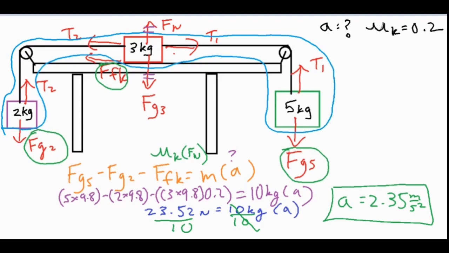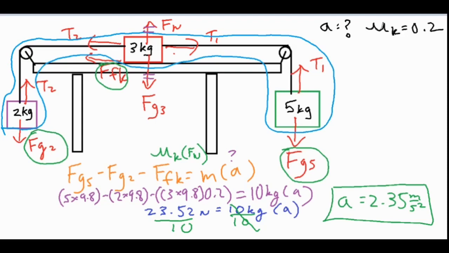Now, our m isn't just the 3 kilogram mass, even though that's sort of our main focus, but the whole entire system is moving. So therefore, the 5 plus 3 plus 2 is 10 kilograms in total. And then we divided both sides by 10 to finish off, and then we get 2.35 meters per second squared. That's the acceleration of each individual mass and the system as a whole because they're all connected to one another.